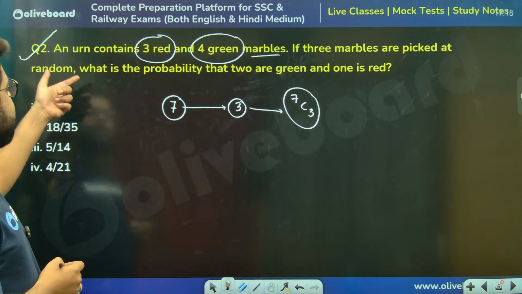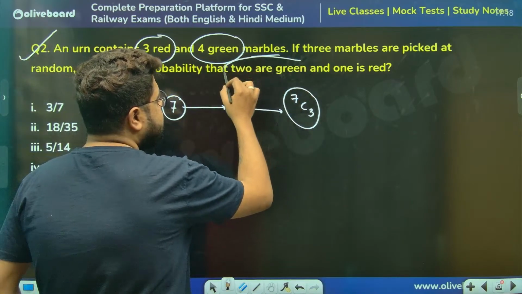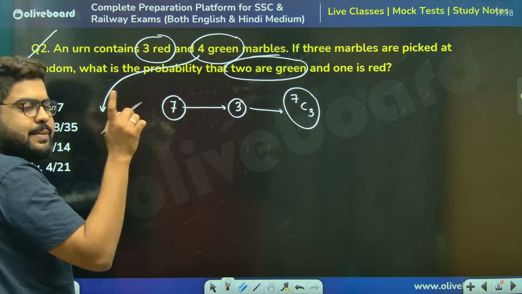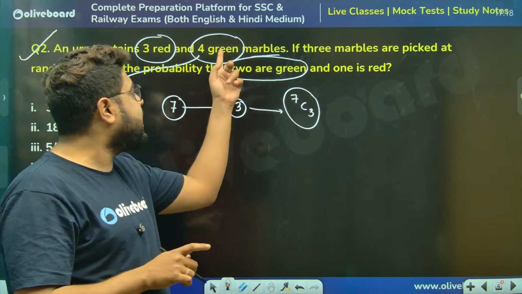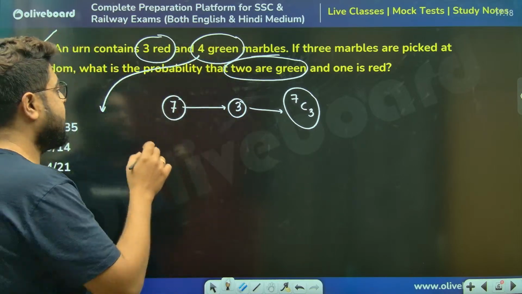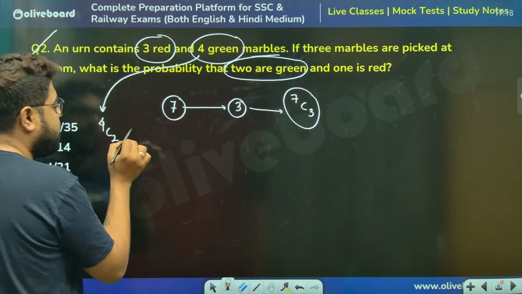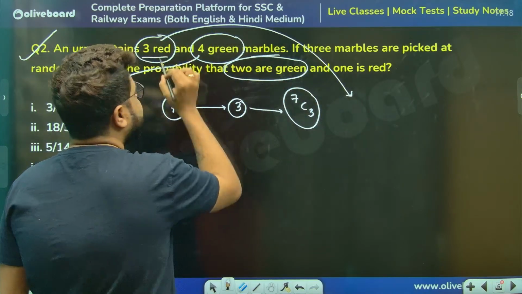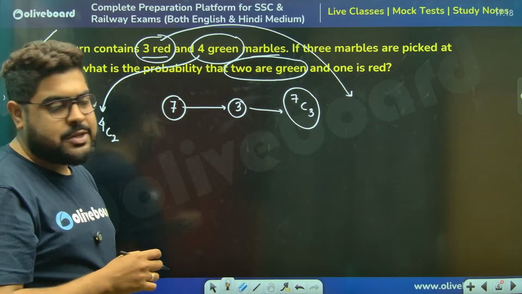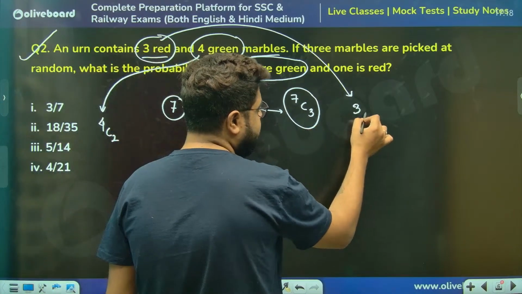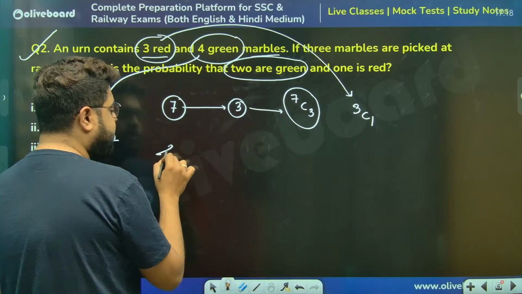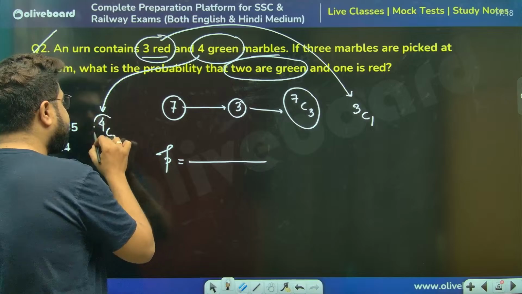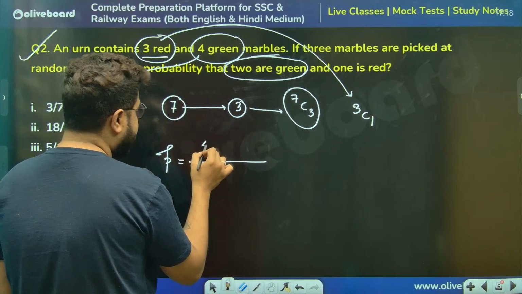Now, the probability that 2 are green. Sir, how can I take 2 green? That means I'll take 2 out of these 4. 2 will be green if I take those 2 from these 4. That is 4C2. And 1 is red, which means I have to take this from the 3 red marbles. So I need to take 1 from there. That is 3C1. Sir, the classical definition of probability is desired outcome over total outcomes. Desired outcome is, first I will take 2 greens, 4C2.